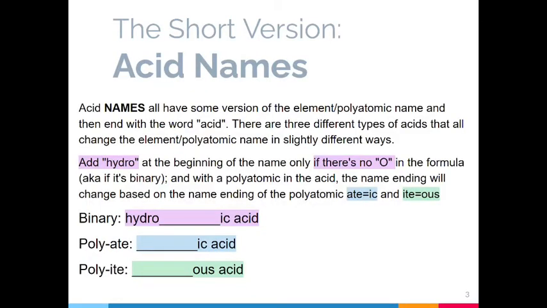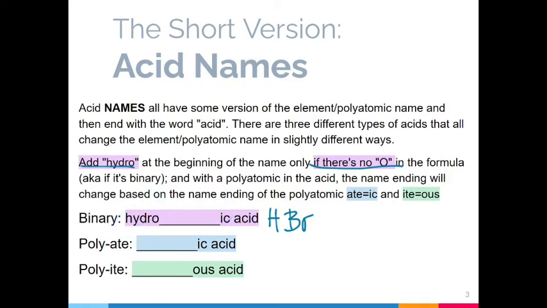And with names, there are 3 different types of names, and this is why it's so important to understand the names. It's because this is what gives you the formulas as well, depending on what type of name it is. So the first type is the simplest, shorter type. It's what we call binary. Generally that means there's only one element with that H at the beginning, and the shortcut, or the saying, is add hydro if there's no O. Hydro is going to be at the beginning of these names if there's no O in the formula. So that's our first type.